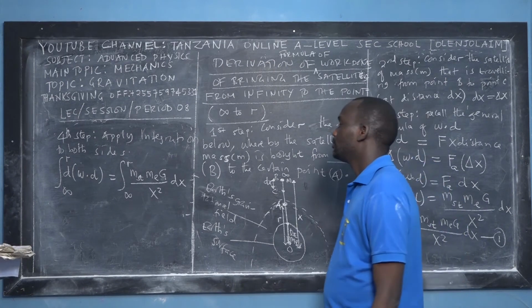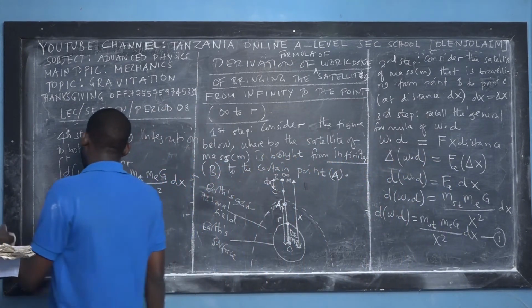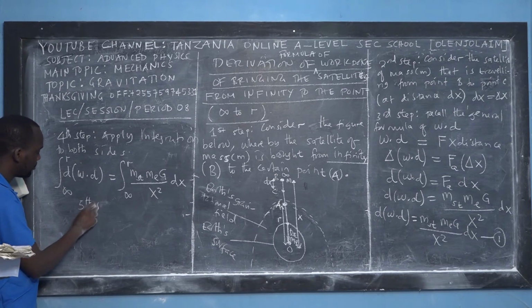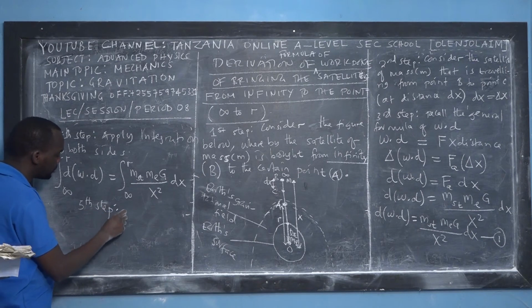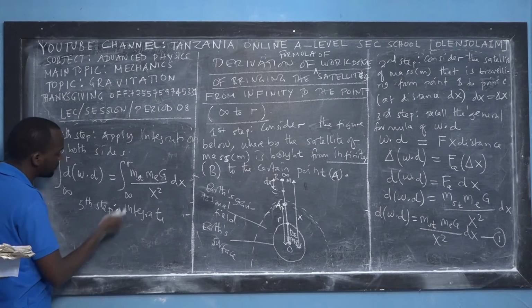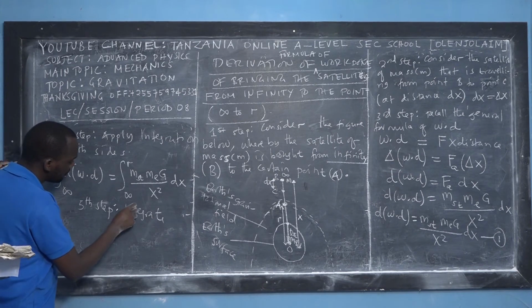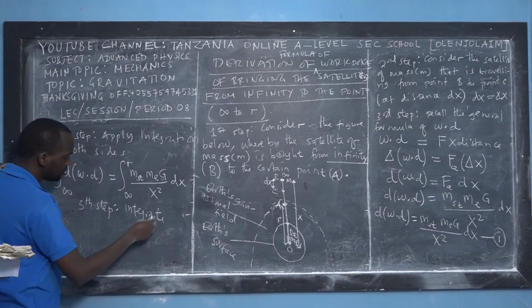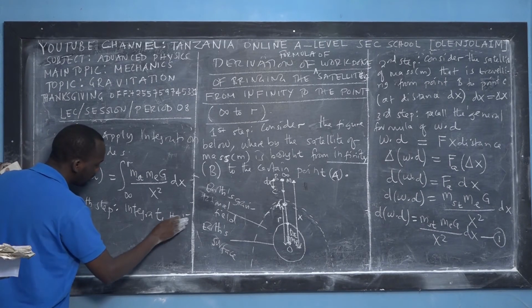Okay? So if that's the case, we have to go to the fifth step. In the fifth step, we say integrate. I will be helping you to integrate this slowly. Maybe you don't have a good fundamental or clear understanding of basic applied mathematics or calculus. So integrate the left hand side.